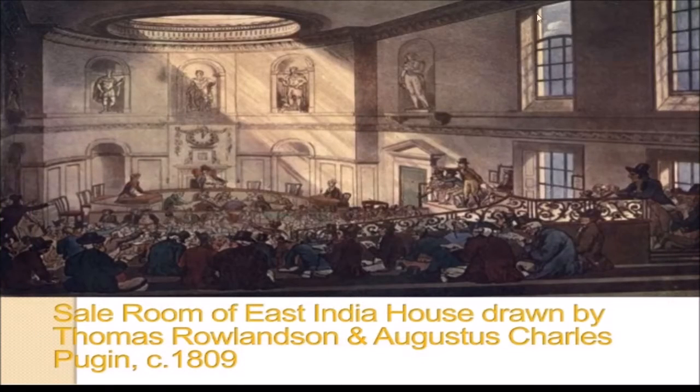And this is a picture representing the sale room of East India House, drawn by Thomas Rowlandson and Augustus Charles Pugin in 1809. This is the sale room, where fixing the rates, fixing the taxes, and revenue discussions, everything was done in this room. The room was purely for East India House, and it was drawn by Thomas Rowlandson and Augustus Charles Pugin in the year 1809. Okay.